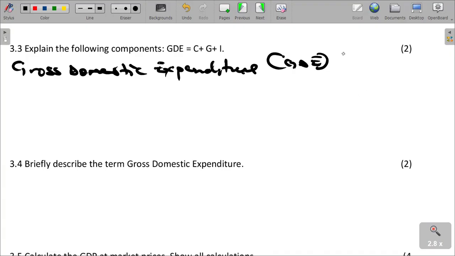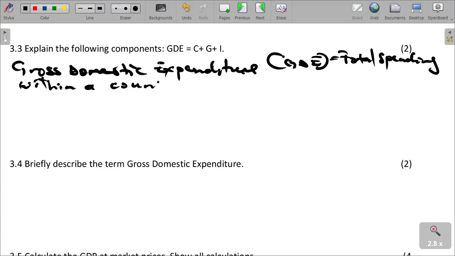I want you to know that this is total spending within a country. That is what we mean by gross domestic expenditure: total spending within a country.